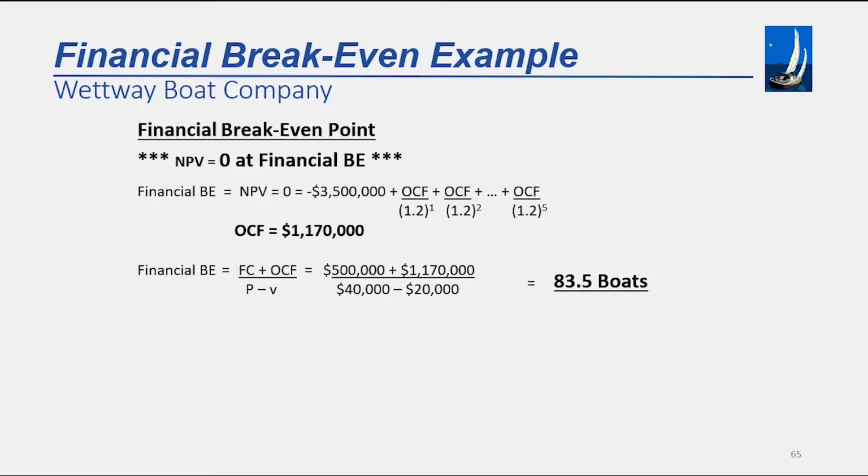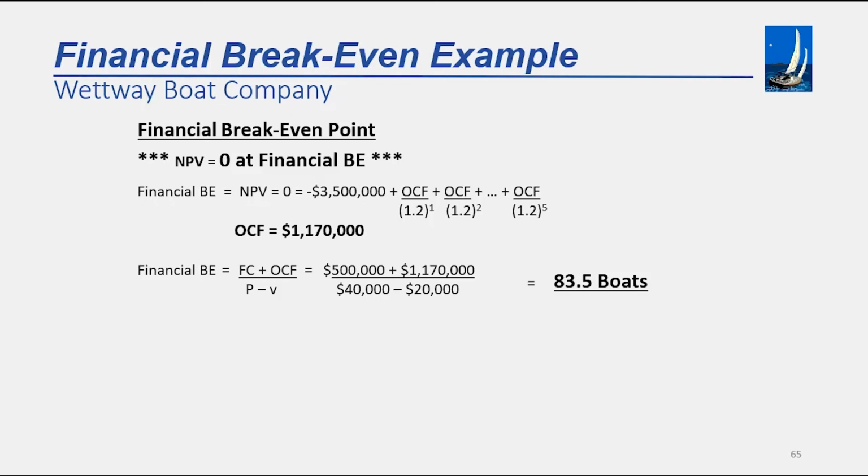I have to find the point where, how many boats do I need to make and sell where NPV equals zero. So NPV equals zero equals minus the cash outflow of 3.5 million plus some OCF over 1 plus my required rate of return, 1.2, plus some OCF over 1.2 squared, through to OCF over 1.2 to the fifth. And I get an OCF out of that of 1.17 million.